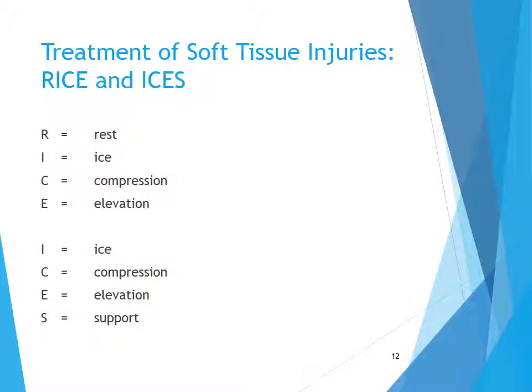When we talk about the treatment of soft tissue injuries, we're talking about the acronyms RICE and ISIS. RICE is rest, ice, compression, elevation. ISIS is ice, compression, elevation, support.